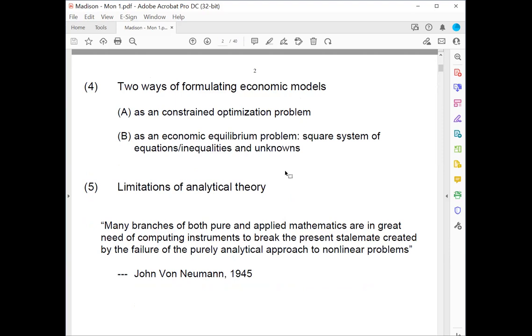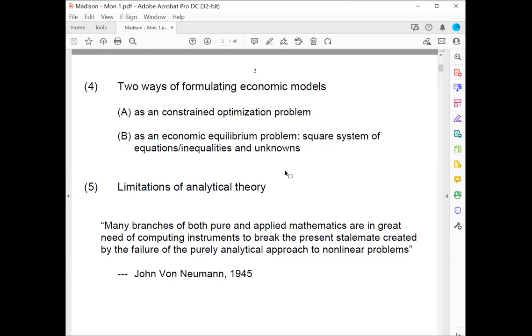I have a quote here, which is my motivational quote for the morning. I always put this up. I asked people to guess when this quote came, and unfortunately, I put the answer up here from John von Neumann: "Many branches of both pure and applied mathematics are in great need of computing instruments to break the present stalemate created by the failure of the purely analytical approach to nonlinear problems." He was talking about partial differential equations, but hey, I like this quote a lot.